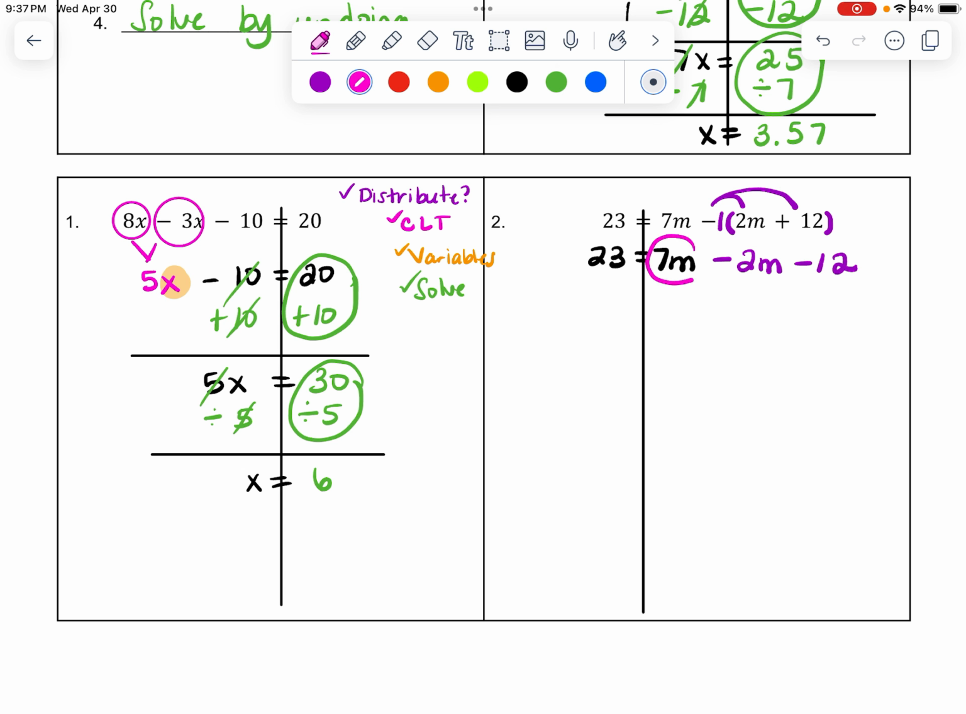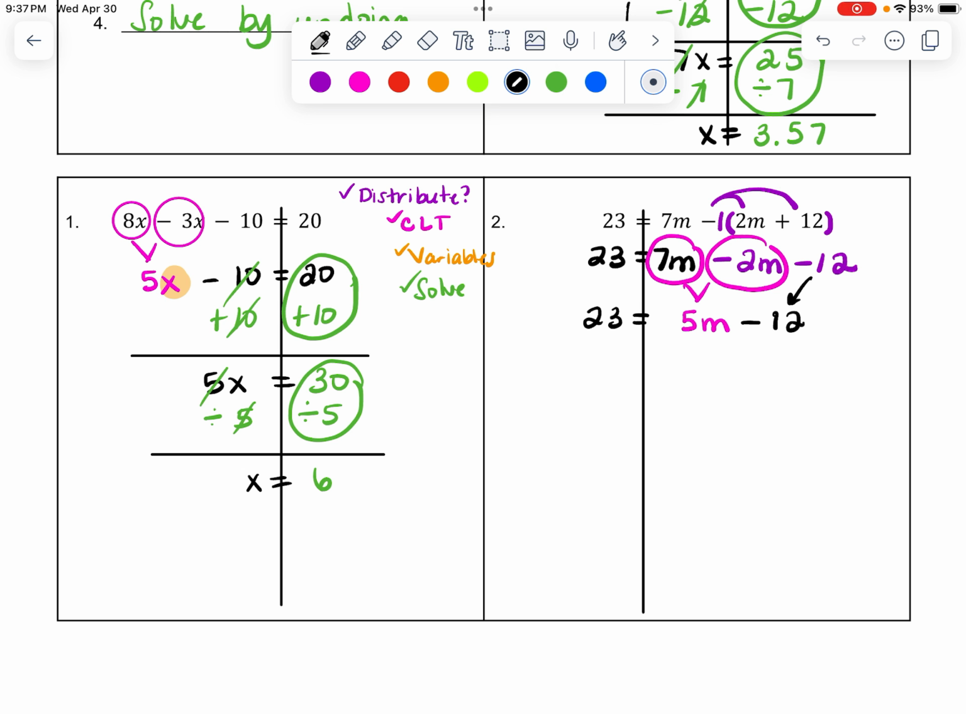Next, we're going to combine like terms. So 7m minus 2m are on the same side of this equation, so we don't have to add or subtract anything. We just have to combine them, which means I get 5m, and I'm going to copy down my minus 12, and I'm going to copy down my 23.